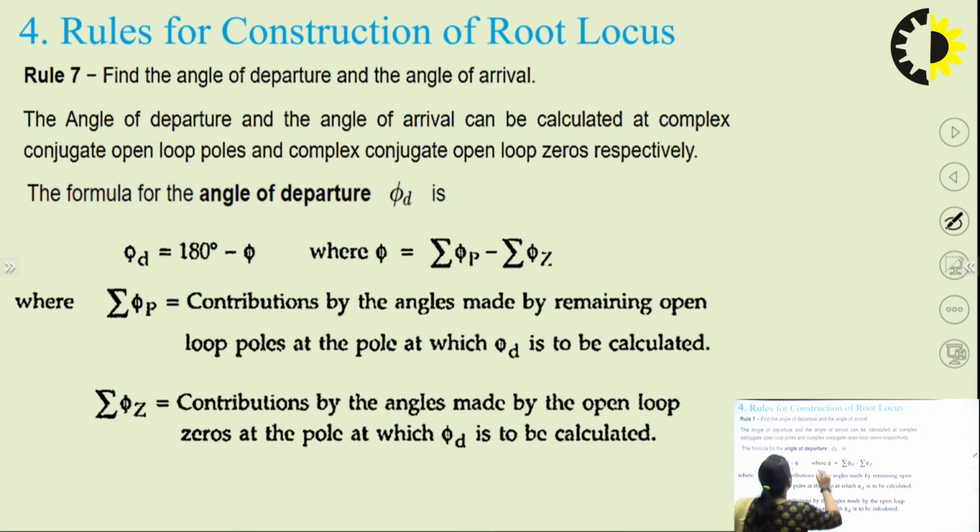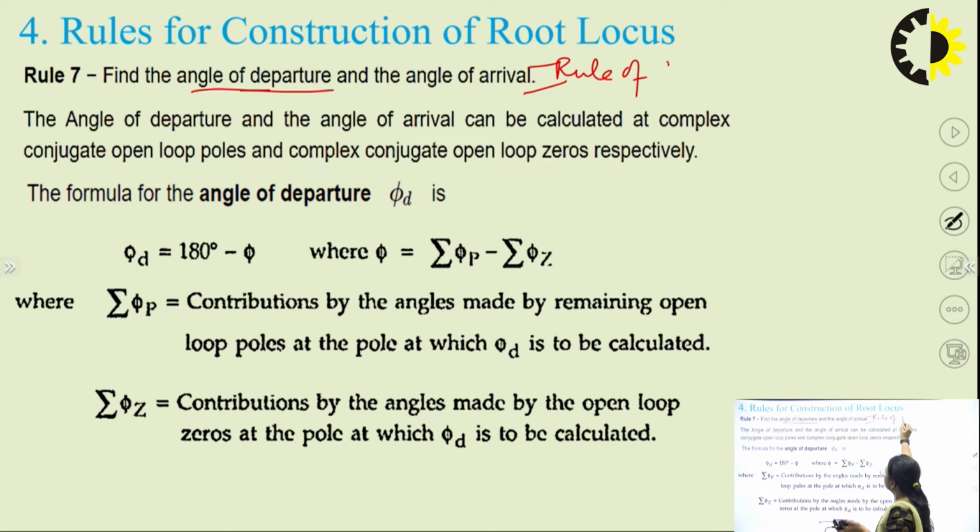Now the 7th point is we have to find out the angle of departure and the angle of arrival. So these are basically two different points. Point number 7 is to find out the angle of departure, and this is rule number 8, which is angle of arrival. These are used when there are complex poles and complex zeros in the equations in the system, right?